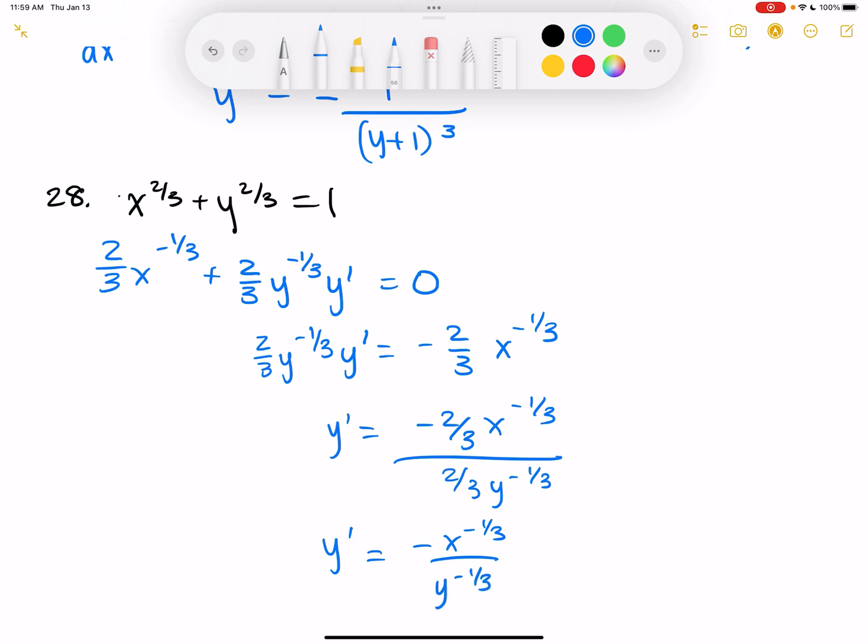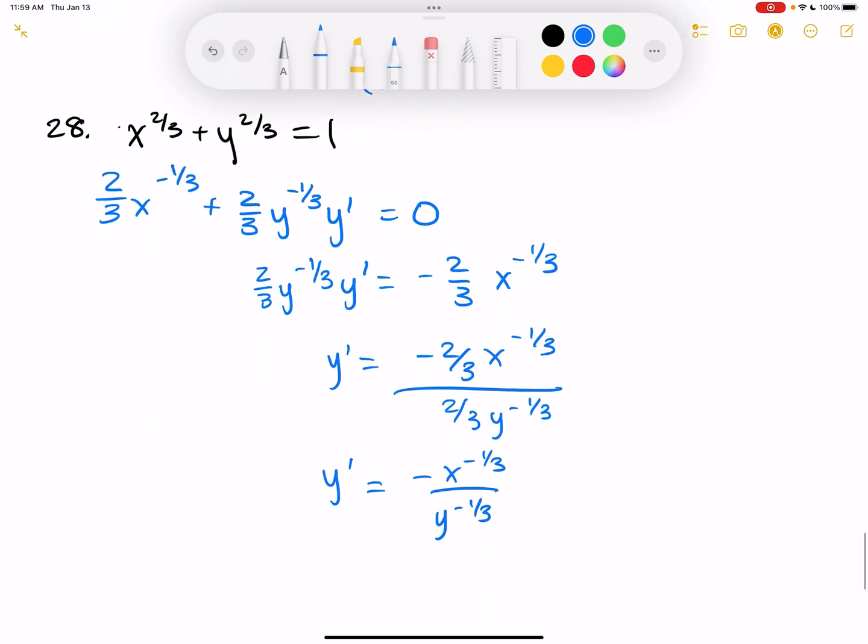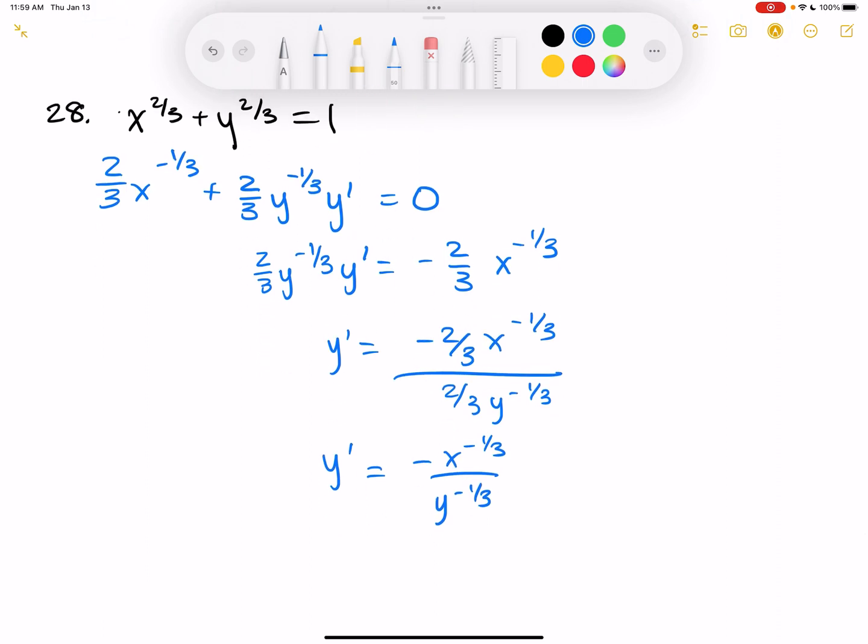I don't know where you stopped. No, I am actually right there, which is the same thing I was doing. So I'm at y prime equals negative x to the negative 1/3 over y to the negative 1/3.